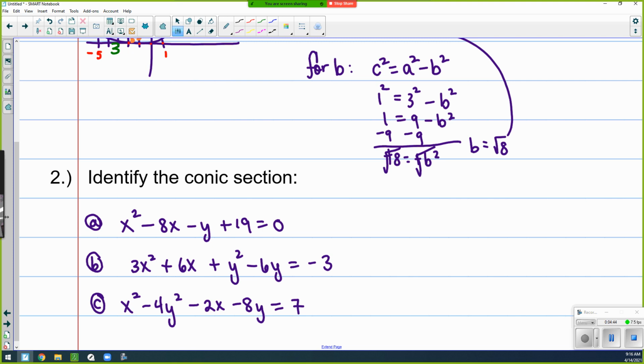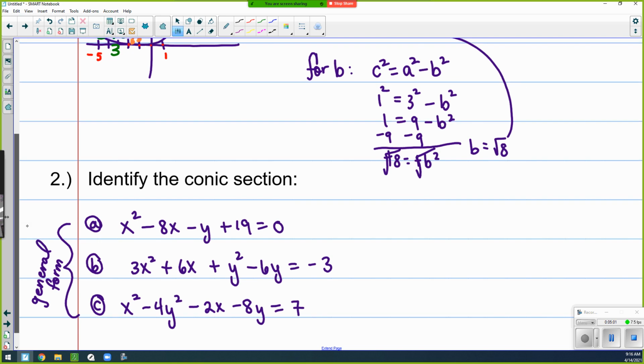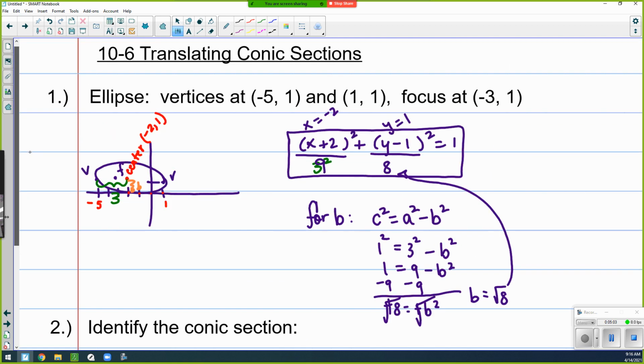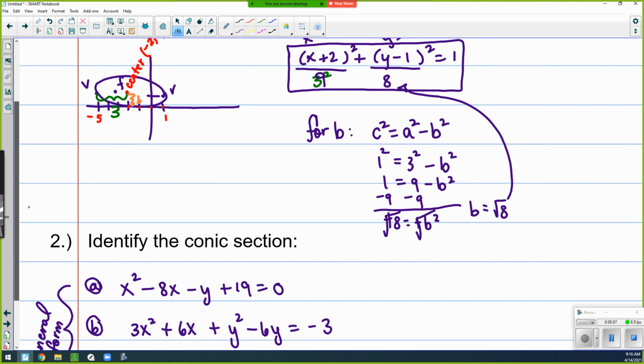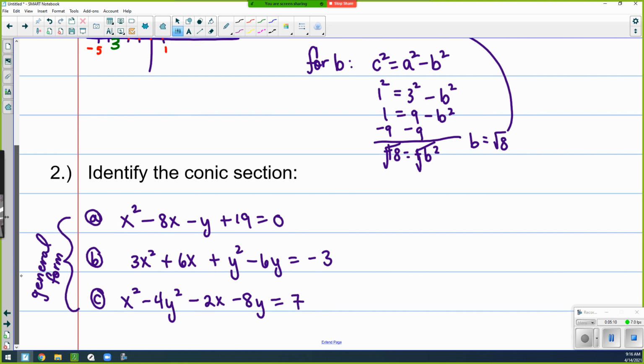So what we need to be able to do is identify these as circles or parabolas or ellipses or hyperbolas. These are all general form. We call this general form. And we are used to recognizing them from their standard form. Like that equation we wrote in example 1, that was a standard form because we can really clearly see the center and then the lengths of the major and the minor axes.